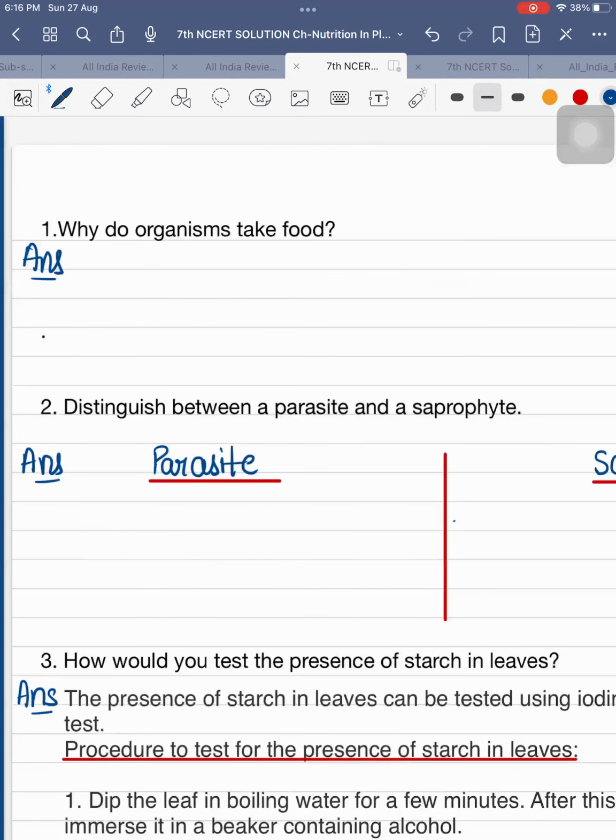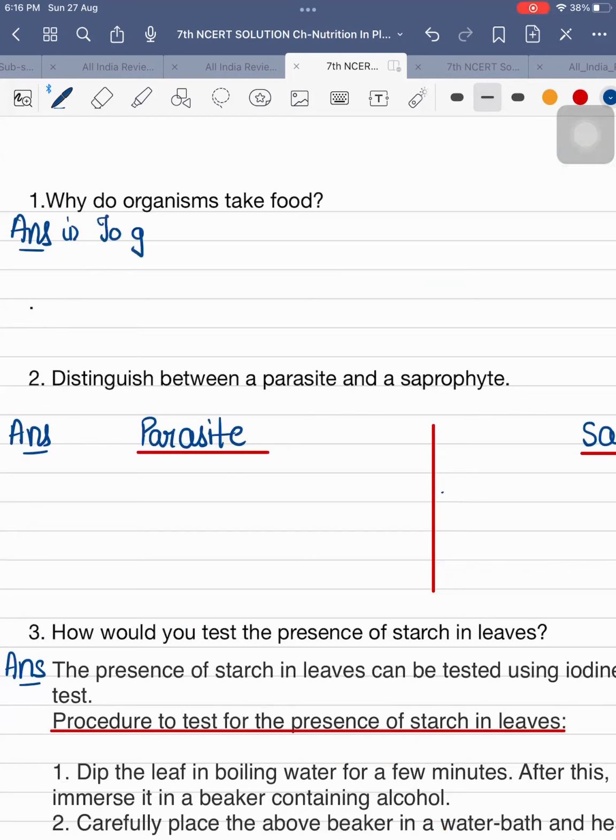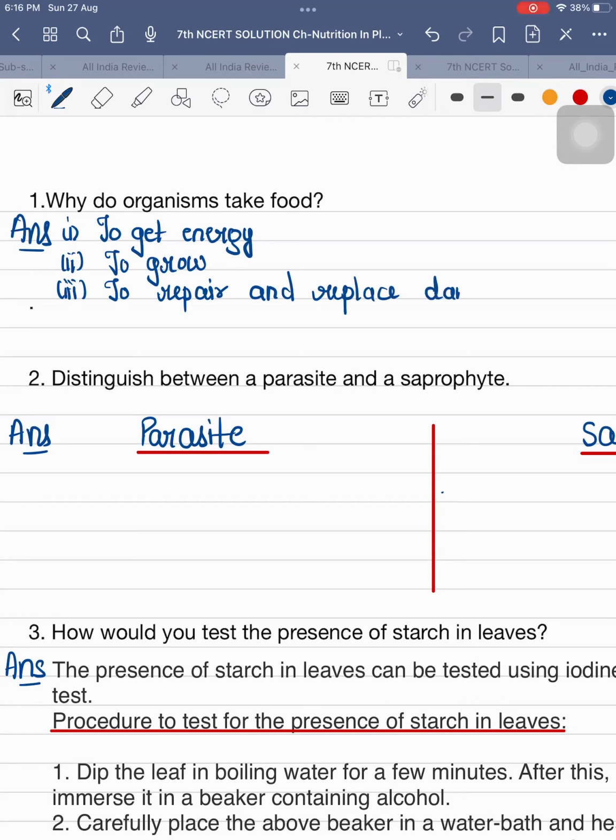The point number 1, to get energy so that we can do various activity. Second point, to grow and develop the body. Third, to repair and replace damaged cells. And it helps to fight against disease and protect our body from infection.